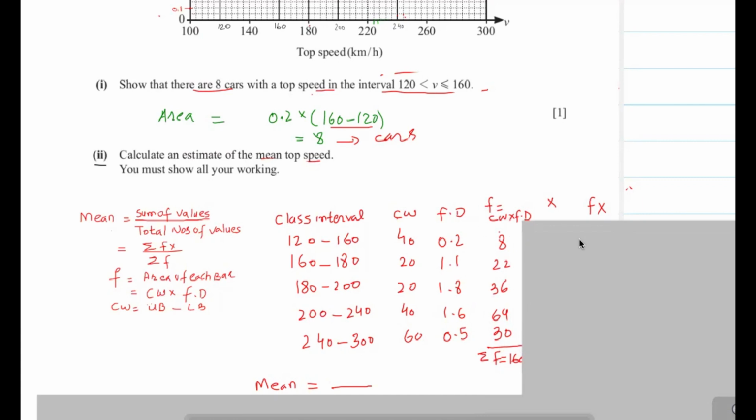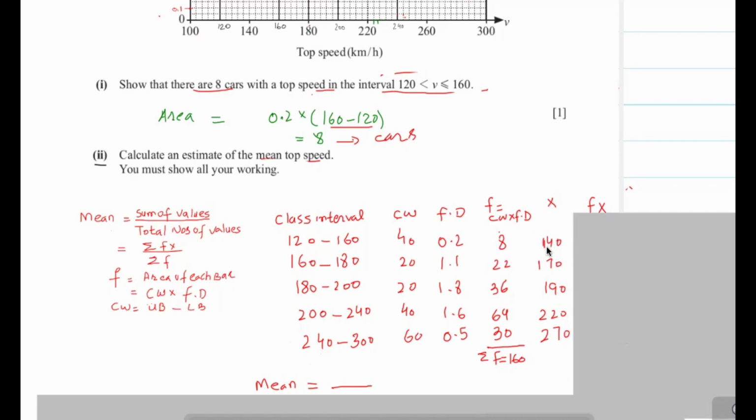After calculating the frequency, we have to calculate the sum of values, that's equal to the sum of the product of frequency and the class mark. Class mark here is x, and we can calculate class mark. It is the middle value of the class interval. Look here, the middle of 120 to 160 is 140, 160 to 180 is 170, and 180 to 200, the middle will be 190. Next, the class mark between 200 to 240 is 220, and the last is 240 to 300, the middle value will be 270.